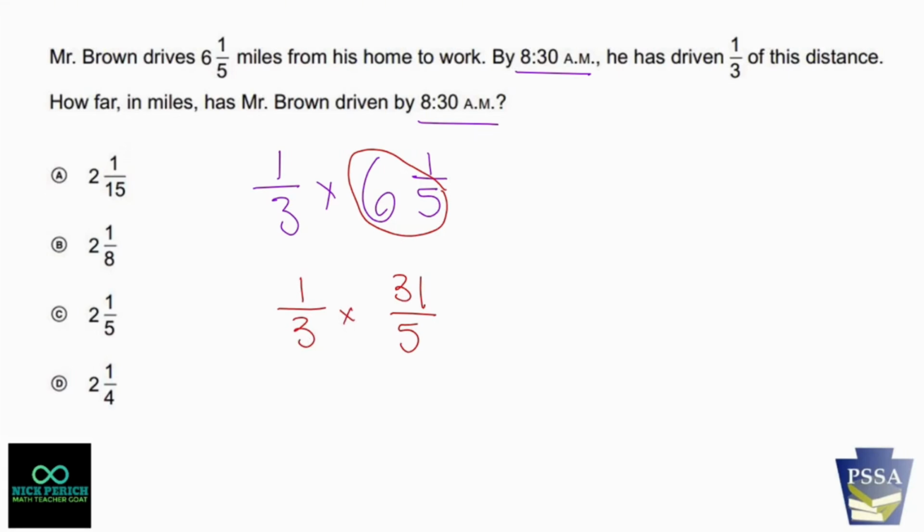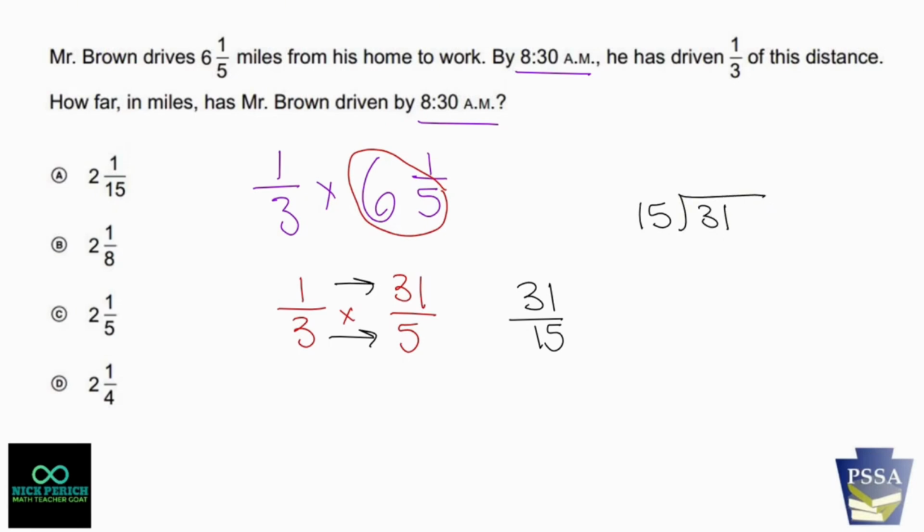Now, when multiplying fractions, you multiply straight across the numerator. So 1 times 31 is 31. And 3 times 5 is 15. Now, this is an improper fraction, and they want those as mixed numbers. So we're going to do some long division over here. We're going to see how many times 15 goes into 31.